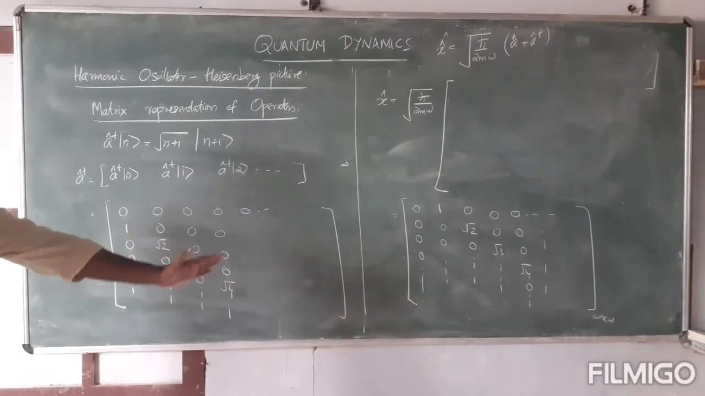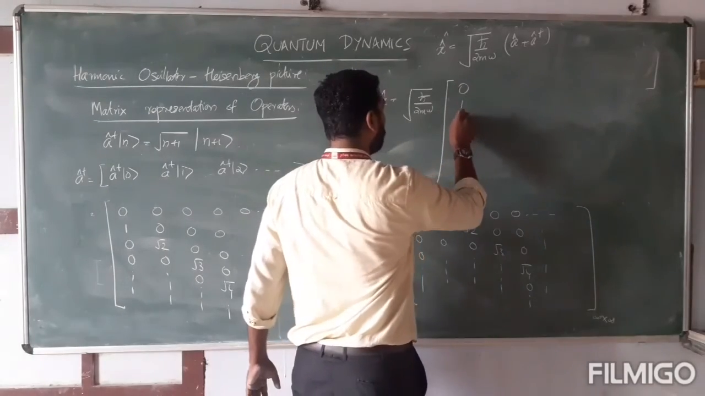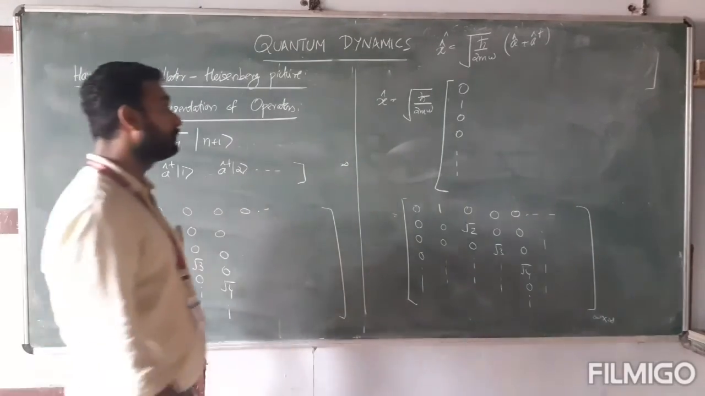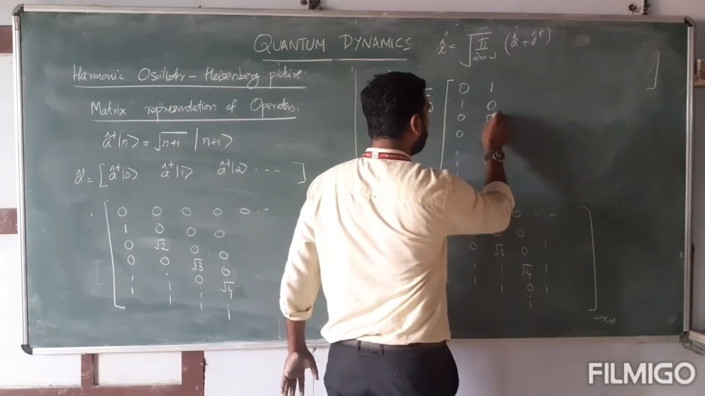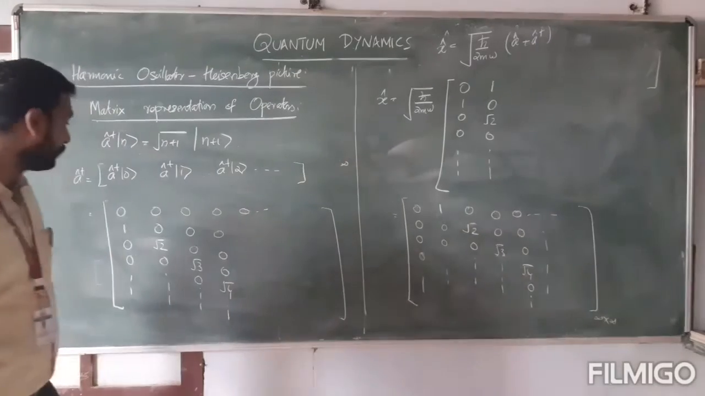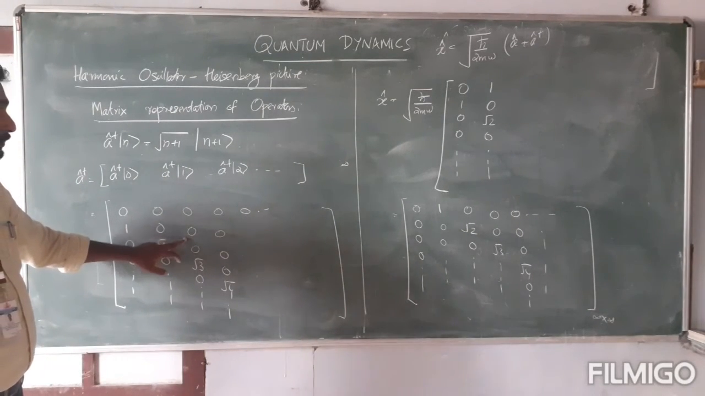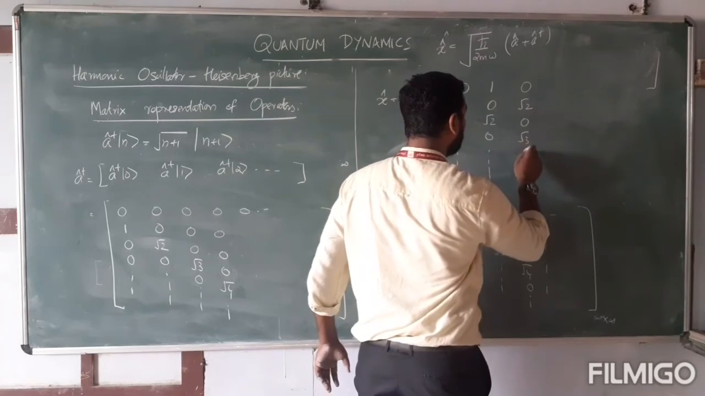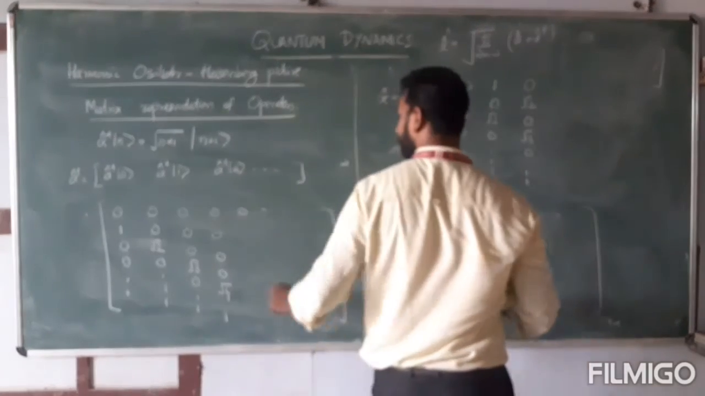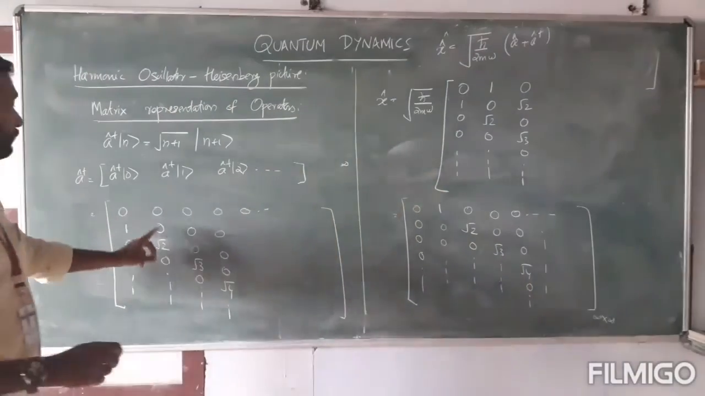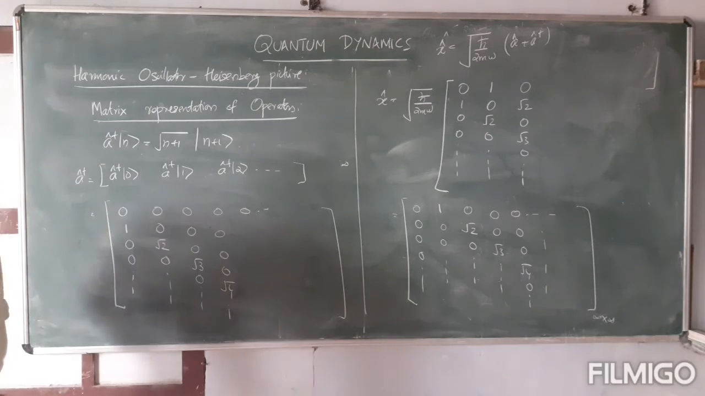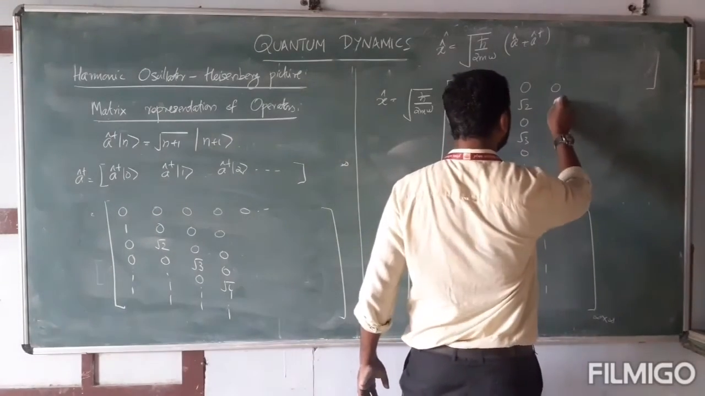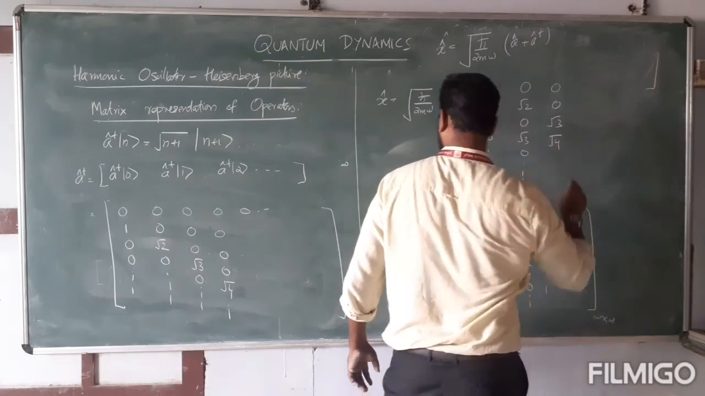So this entire column, that column, if you add, you will get 0, 1, 0, 0, etc. The second column becomes 1, 0, root 2, 0, etc. Then the third is 0, root 2, 0, root 3, etc. Then the fourth one is 0, 0, root 3, 0, root 4, etc.